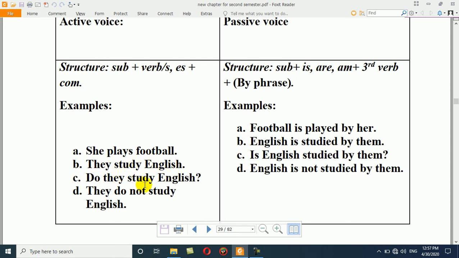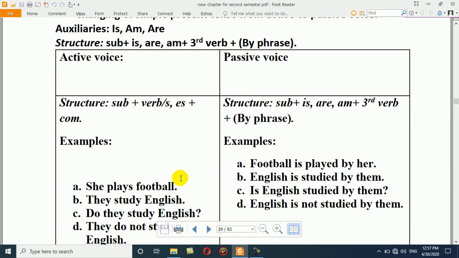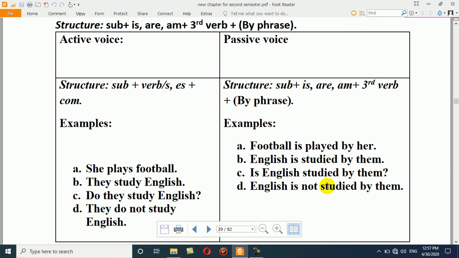They study English. Do they study English? A question sentence. They do not study English, and this is the negative sentence, or you can shortly say they don't study English. Come to the passive voice structure. As we mentioned above, subject plus is/am/are, you need to use one of them, and then third form of the verb. In passive voice, one thing which is very important is that as we studied in the previous lecture, third form of the verb is needed, then by phrase, which is an optional word at the end. Example: football is played by her, English is studied by them. Is English studied by them? Question sentence. English is not studied by them, right?